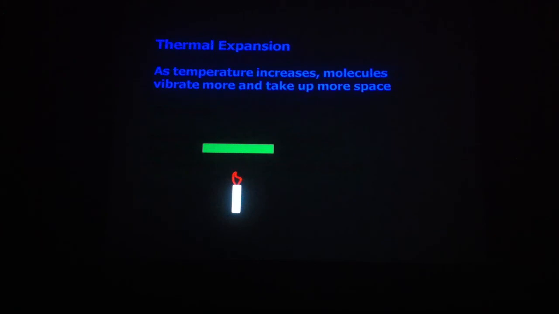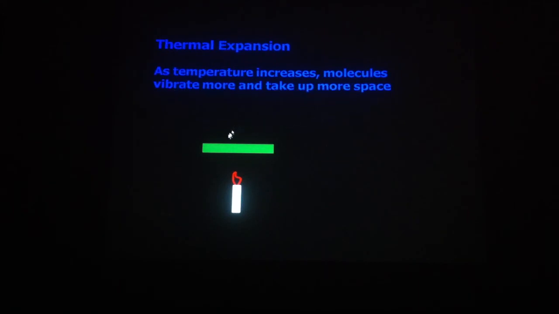Now, before that, we actually learned about thermal expansion. When objects heat up, when objects increase in temperature, the molecules vibrate around more. And when they vibrate around more, they take up more space. The actual molecules themselves don't expand. They just vibrate around more and take up more space. The object expands. And so as temperature increases, molecules vibrate more and take up more space. That's thermal expansion.